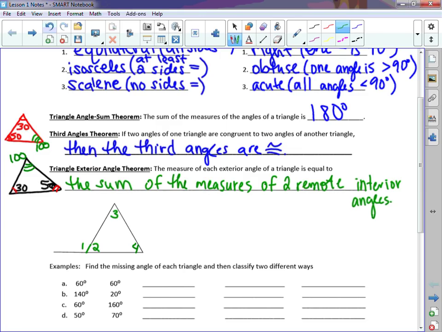So on this picture, which angle is my exterior angle? Go ahead, Noah. 1. Good. So angle 1 is an exterior angle.